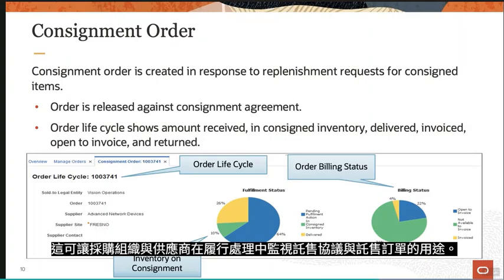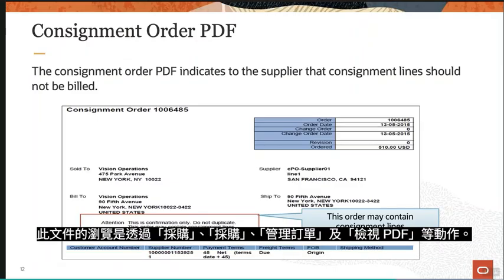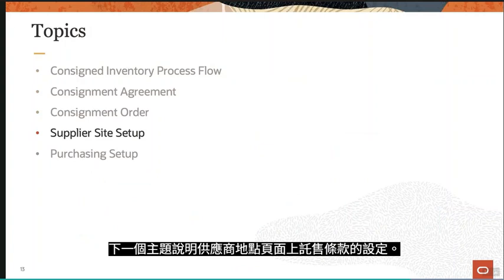This screenshot example shows how the consignment order PDF which is generated indicates that the consignment lines should not be billed. The navigation to this document would be through Procurement, Purchasing, Manage Orders, and then the action of View PDF. Our next topic describes the setup for consignment terms on the supplier site page.